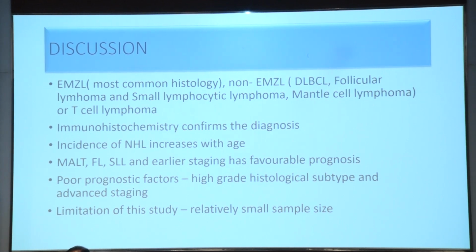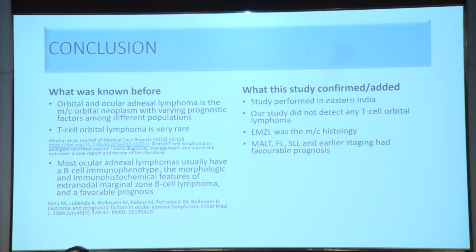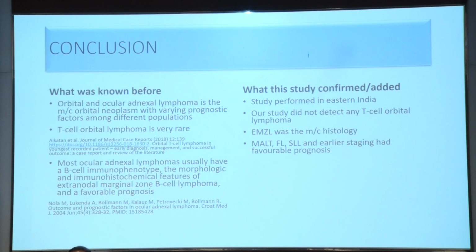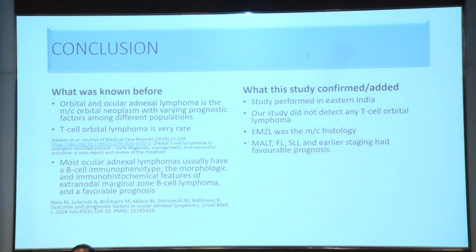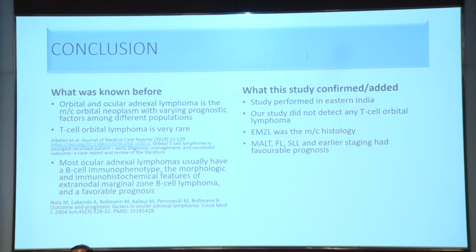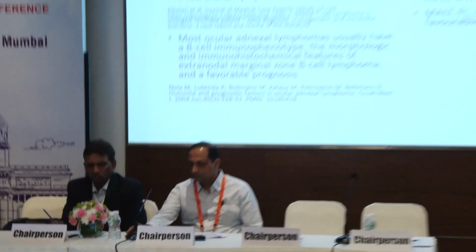But the main limitation of my study was its relatively small sample size. Now, what this study confirmed and added: the study was performed in Eastern India. Our study did not detect any T-cell lymphoma, and EMZL was the most common histology. The mucosal associated lymphoid tumor, follicular lymphoma, and small lymphocytic lymphoma, and the earlier staging had the better prognosis. Thank you.